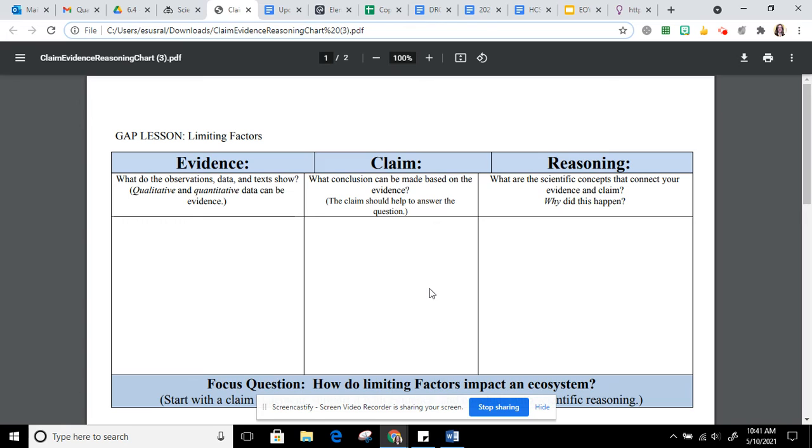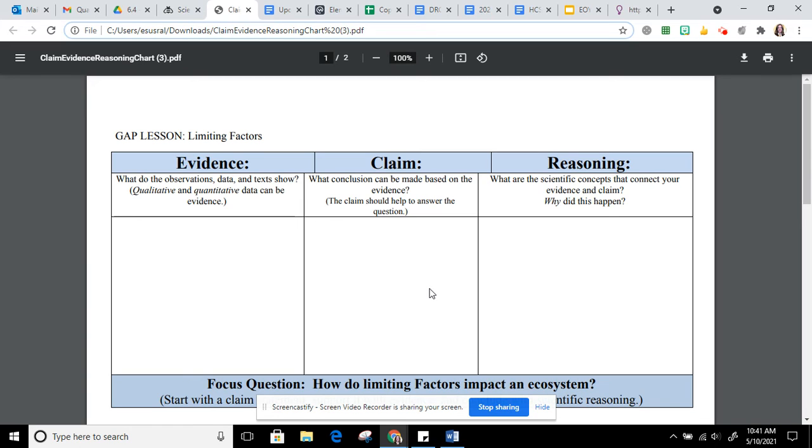I like to do the claim first, where I think about what I read and I think about, okay, what is something that I pulled from the reading that I now understand? It can be factual. It could be something that I inferred. The evidence then would be what supports that. What observations, what data, what is something from the text that supports my findings and my understanding?